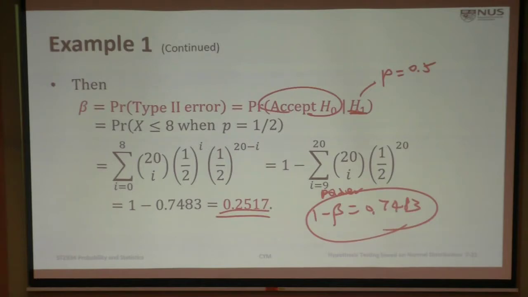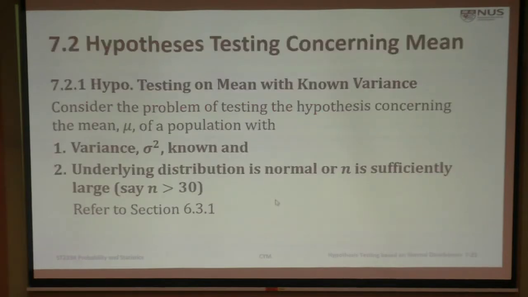Type 1, type 2 errors. You have to understand these two ideas. The probability of committing a type 1 error, we call it level of significance. The probability of committing a type 2 error, we denote by beta. 1 minus the probability of committing a type 2 error is called the power of your test procedure. So we try to minimize the two types, but we cannot.